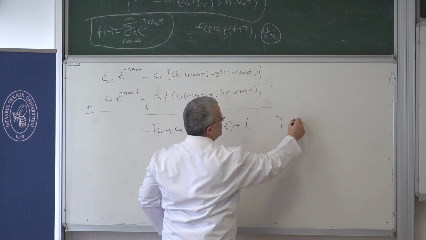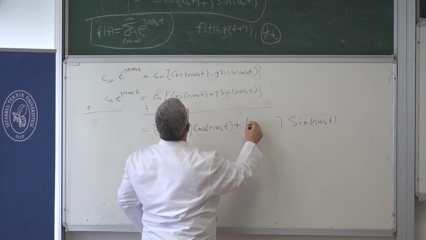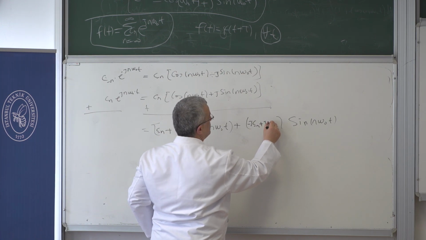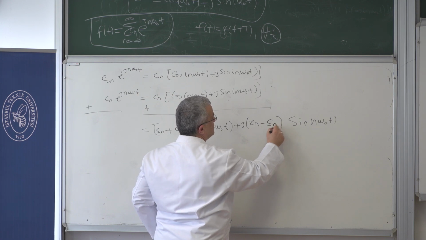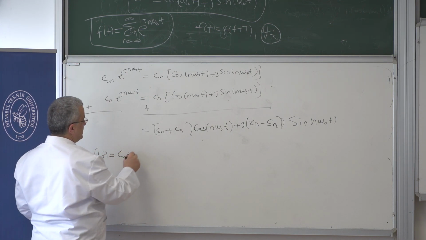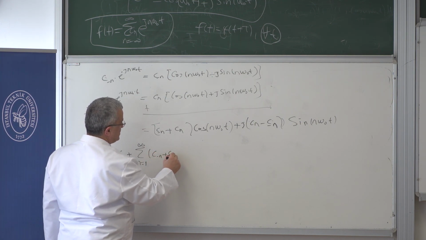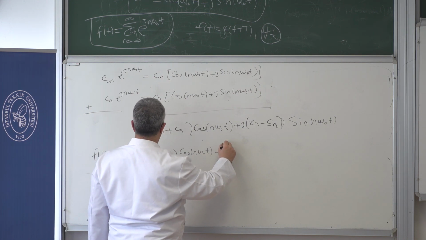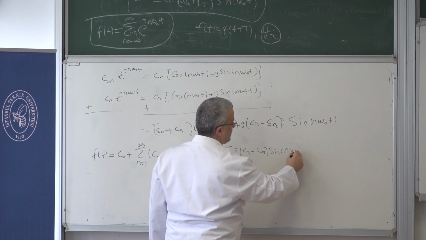This is cosine n omega 0 t. And what is the coefficient of sine n omega 0 t? Minus j Cn plus j c minus n, so you can just take this out: j times Cn minus c minus n. Okay? So what do I have? Ft is equal to C0 plus sum n equal from 1 to infinity of c minus n plus Cn cosine n omega 0 t, plus sum n equal from 1 to infinity of j times Cn minus c minus n sine n omega 0 t.